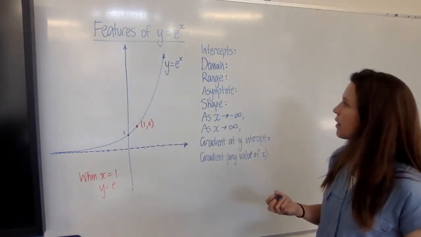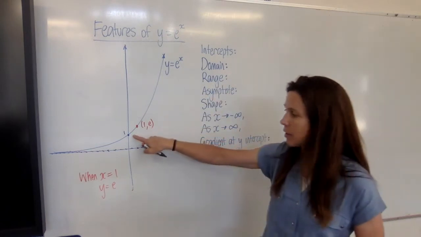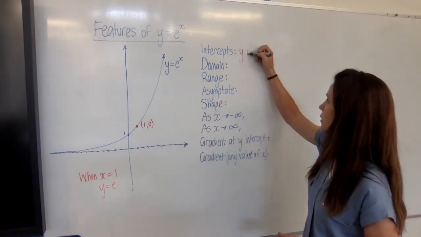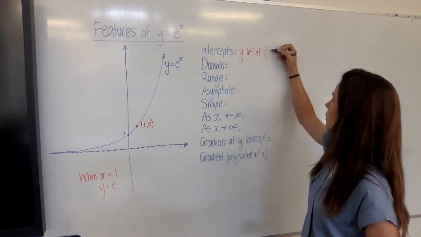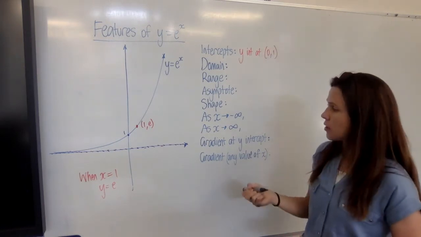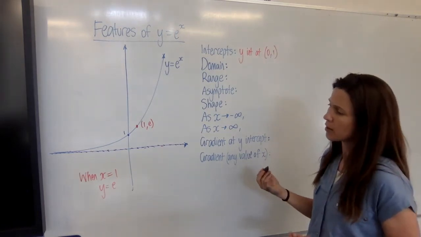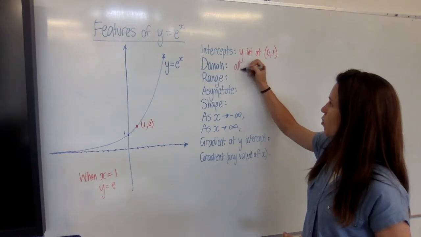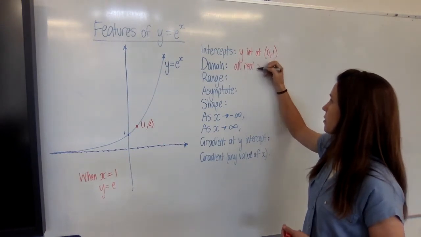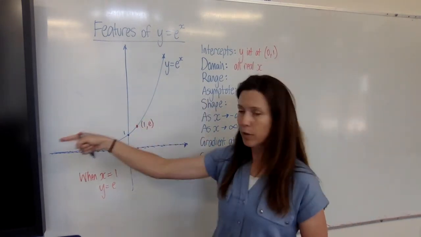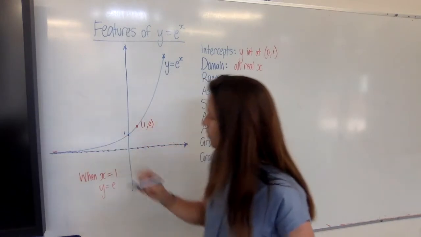Now, key points of the graph. It only has one intercept. It has a y-intercept at 1. The domain, what values of x are possible? Well, we can have all real values of x because it continues in both directions. I should have an arrow down here.